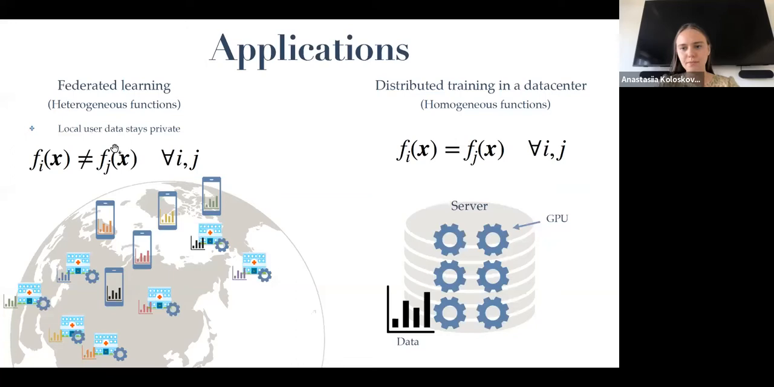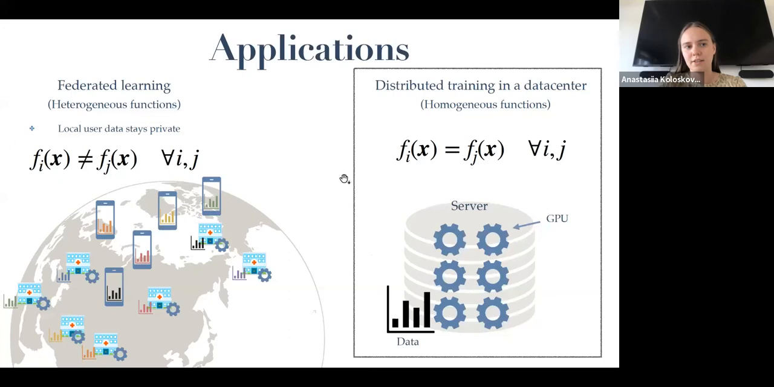The other application is distributed training in data centers. Here it's mostly used when you have several GPUs on the same cluster and you want to speed up your training with the GPUs. And usually these GPUs have access to the full data set, to some shared memory. That's why your local loss functions are the same on different nodes. In this talk, we will cover both settings, but in the first part, we will focus on the second setting, data center training, with homogeneous functions.